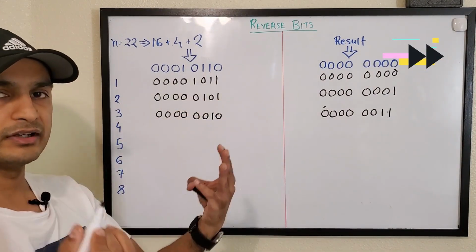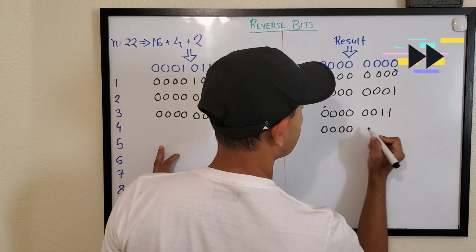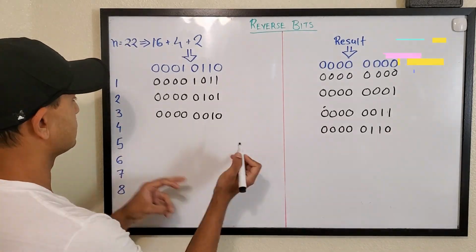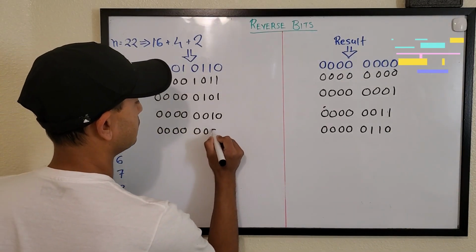Now we'll do those 3 steps again. So 0 0 0 0 0 1 1 0. Now we take a look at this. This guy is 0, so we don't do anything. Now we right shift this guy by 1 bit. 0 0 0 0 0 0 0 1.